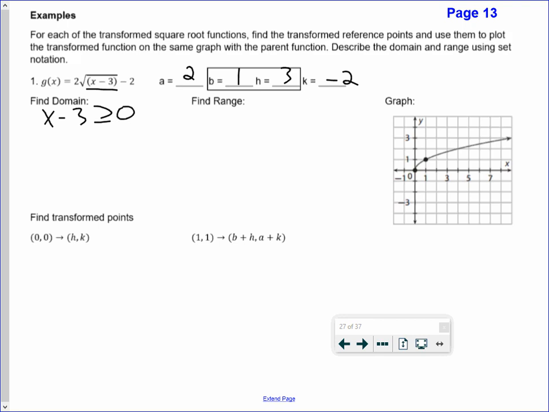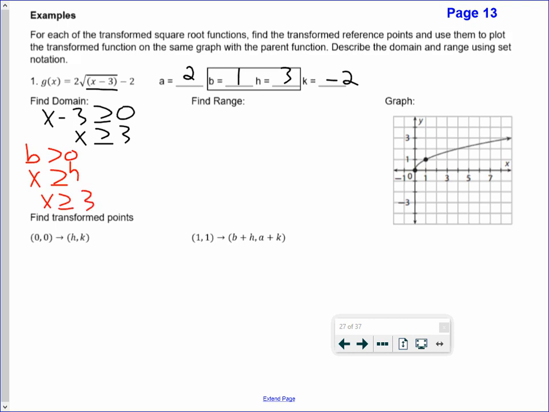We want it non-negative. So we set this to be greater than or equal to 0, and we solve it out. We get that x is greater than or equal to 3. So that's one way to find your domain. The other is to see that b is positive. It's greater than 0. So if b is greater than 0, that means we didn't flip it over the y-axis, so we're still going to the right. So that means x has to be greater than or equal to your h point, which is 3.